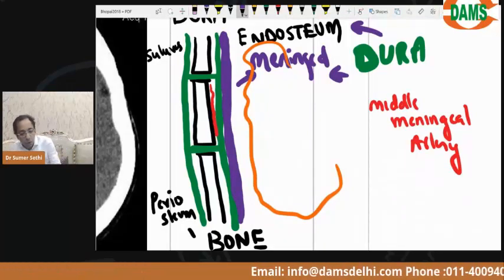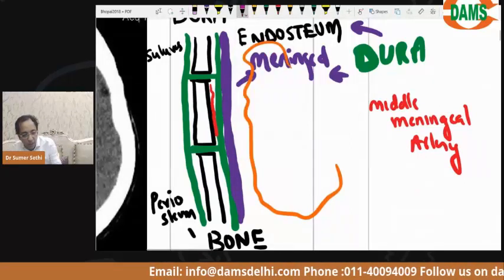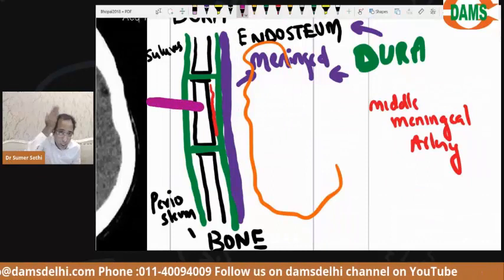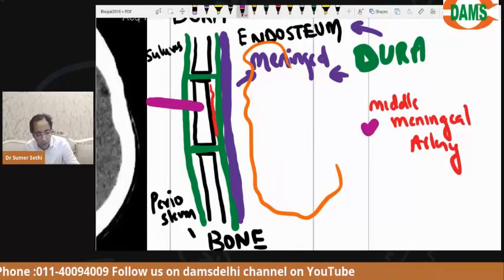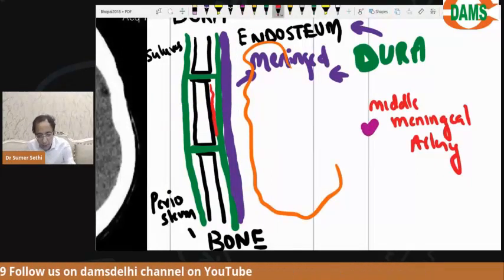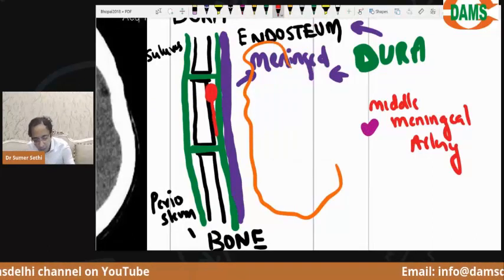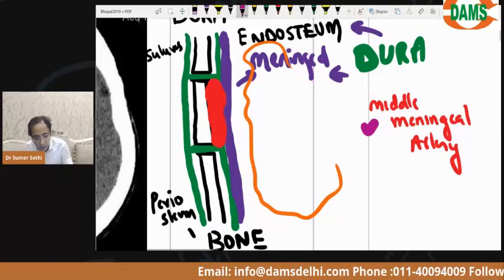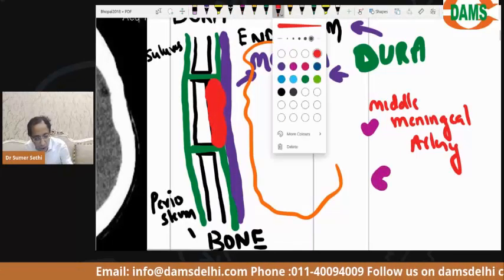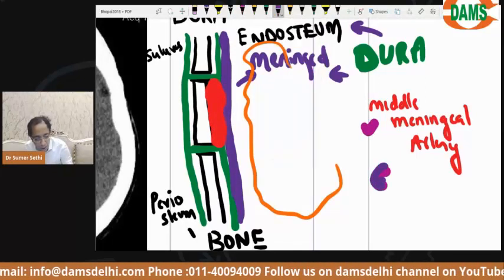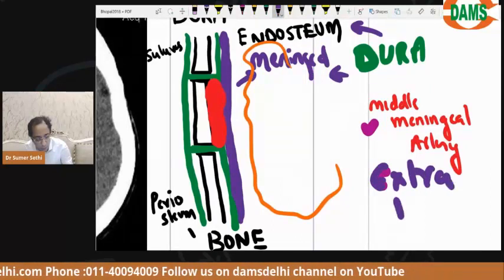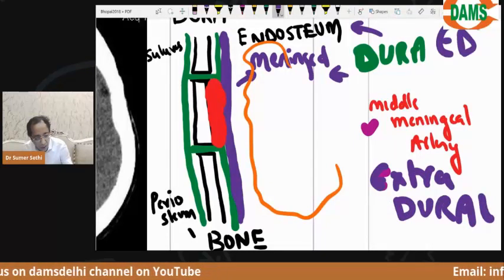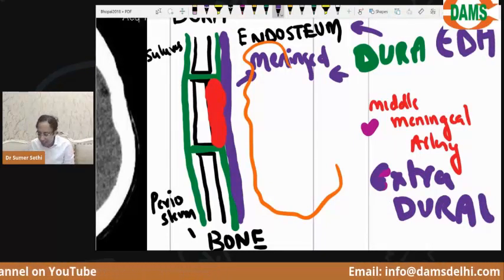If suppose you get hit by a car or you have an accident and the skull fractures, and not only does the skull fracture, the middle meningeal artery ruptures. If the middle meningeal artery ruptures, the blood will start accumulating in this space. This is your extradural space, or we will say extradural hematoma. And that is what you have read in forensic medicine, pathology, surgery for EDH.